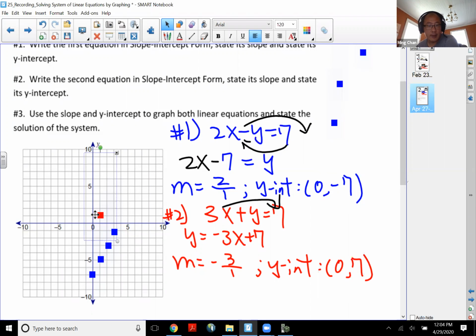All right, (0, 7) will be from the origin. Let's go up 7 right there. My slope tells me to go down 3, 1, 2, 3 to the right 1. That'll be right there. So as you can see, the blue goes this way, the red goes this way. So they will intersect somewhere right here. So let's go again, down 3 to the right 1 right there.